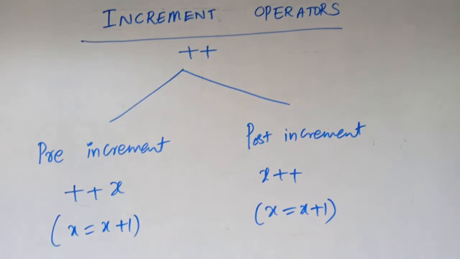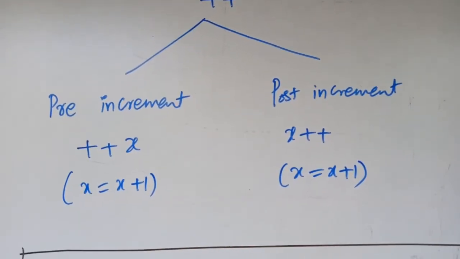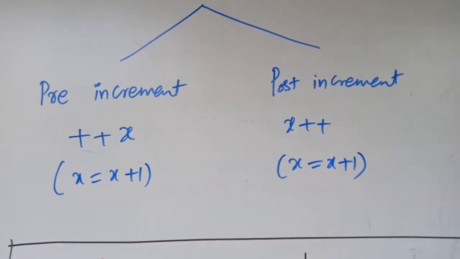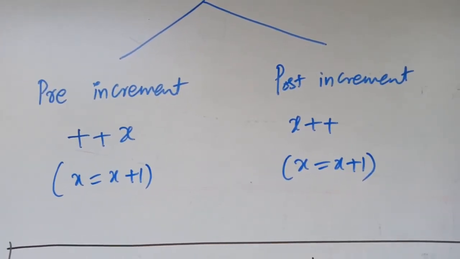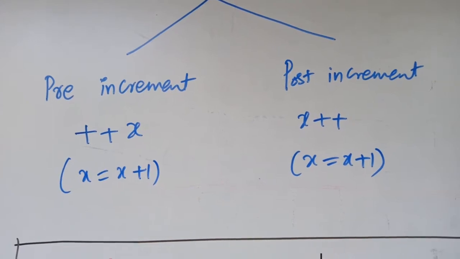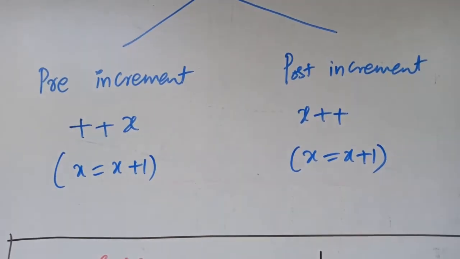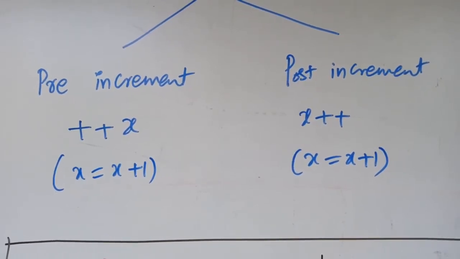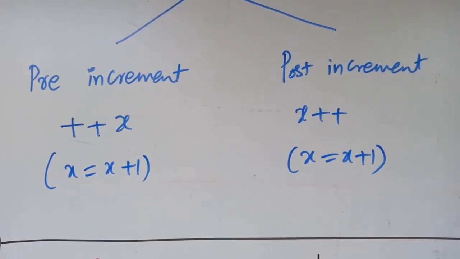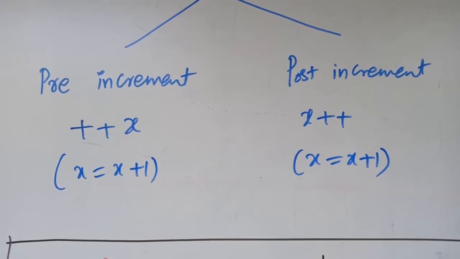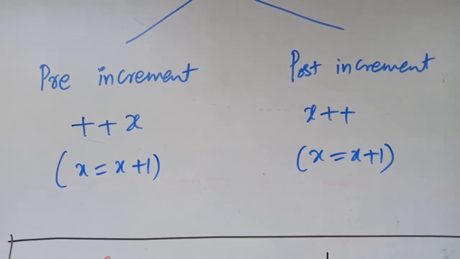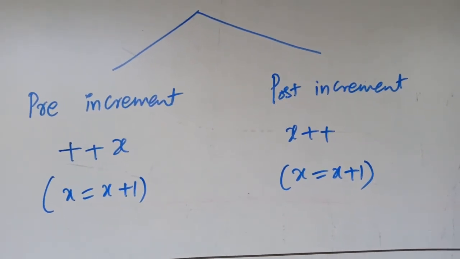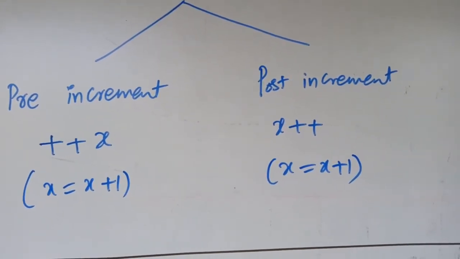Plus plus, we have 2 types in this, pre-increment and post-increment. Plus plus x is pre-increment and x plus plus is post-increment. In both the cases, the value of x is incremented by 1. Then if in both the cases the value of x is incremented by 1, what exactly is the difference between pre-increment and post-increment? I am giving the difference clearly with 2 demo programs.